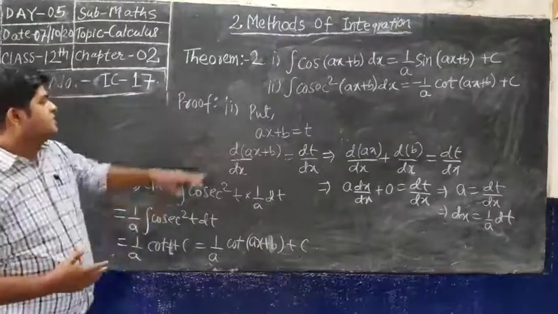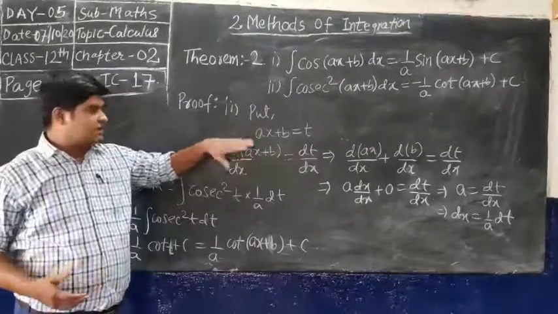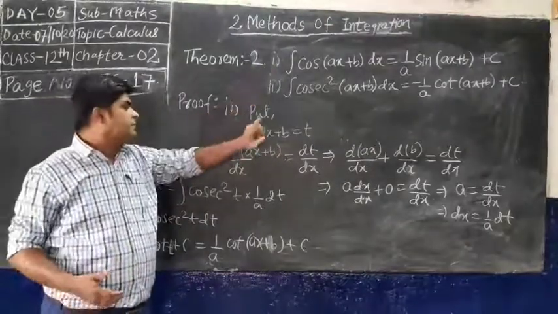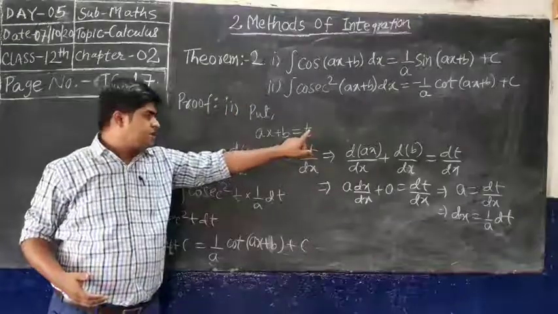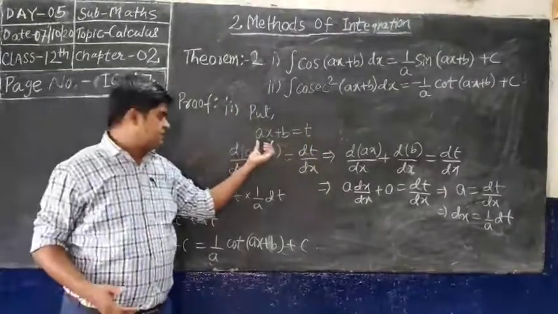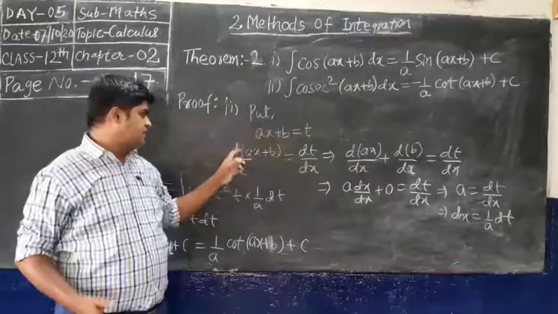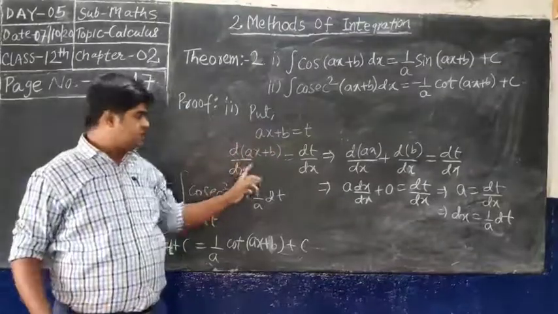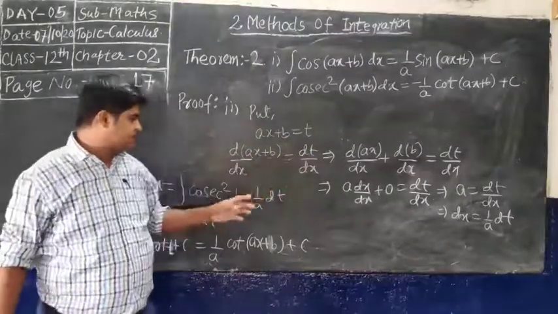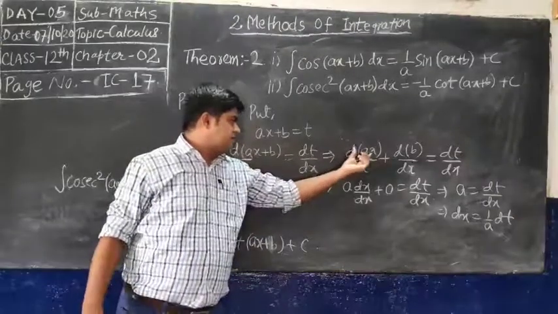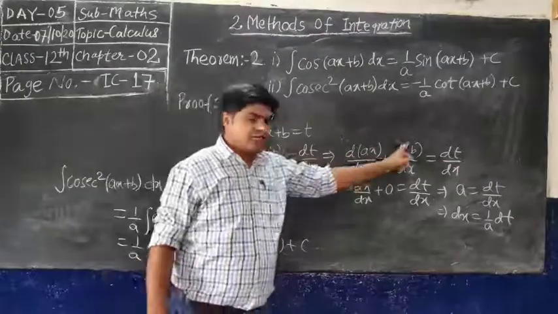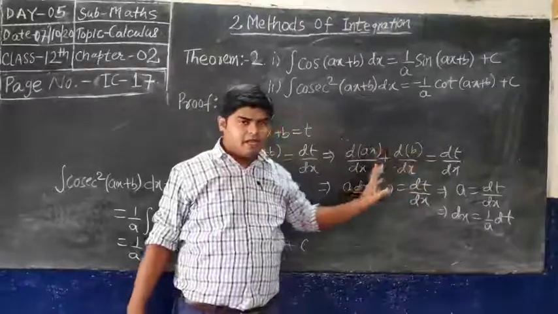Students, see the proof of the second question. Just like question number 1, put ax plus b is equal to t and then you have to find the first derivative of this equation. d(ax plus b) by dx is equal to dt by dx. Separating the terms, d(ax) by dx plus d(b) by dx is equal to dt by dx.